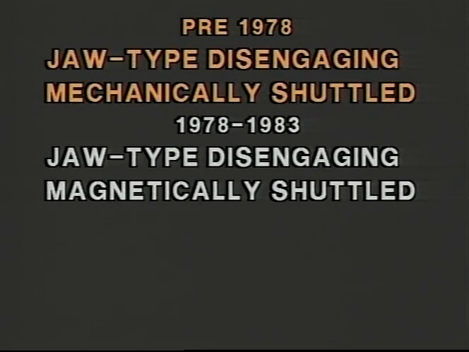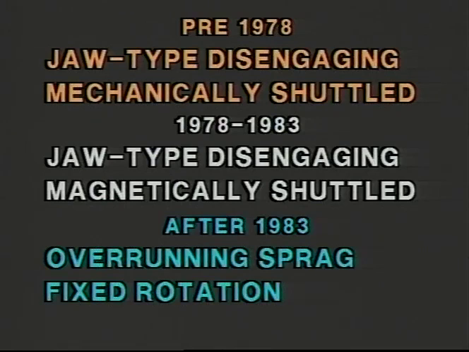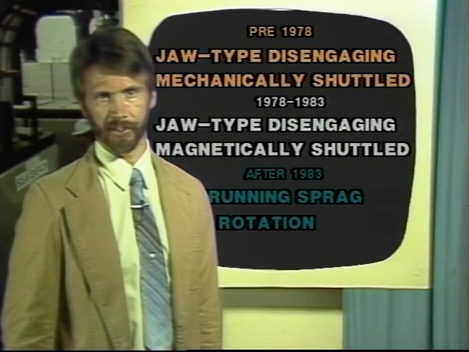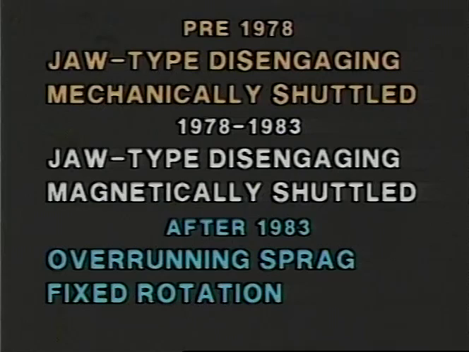The next start system evolution still used the disengaging jaw-type clutch, but now the armature magnetically shuttled to engage the clutch. The latest version Solar is currently installing on Saturn generator packages no longer uses the shuttling disengaging clutch. The new configuration uses a fixed rotating armature that connects to the accessory drive through an overrunning Sprag clutch assembly. Because there are so few of the newest configurations in the field, and the earliest model is relatively outdated, this video lesson will concentrate on the second configuration, which uses the disengaging jaw-type clutch that is magnetically shuttled to engage the starter motor.